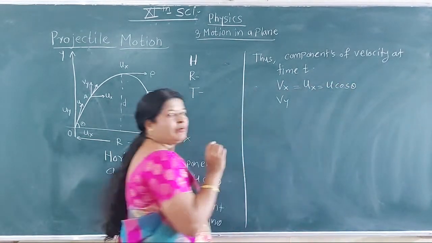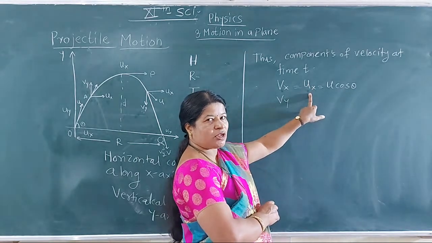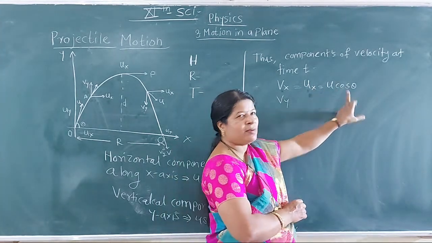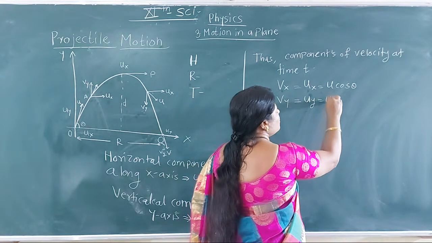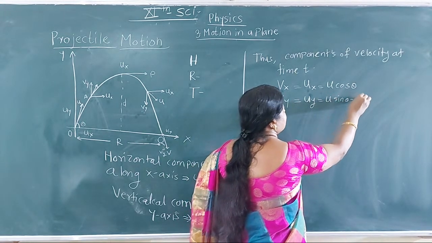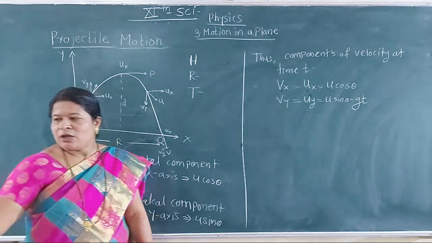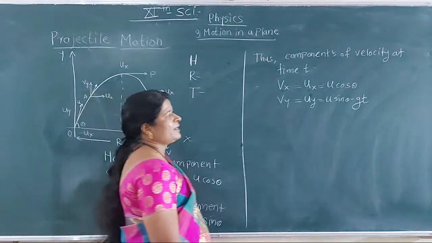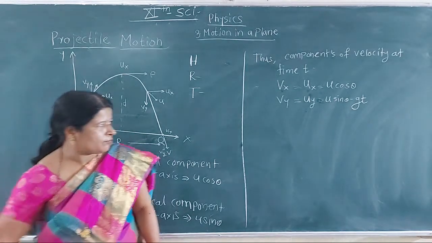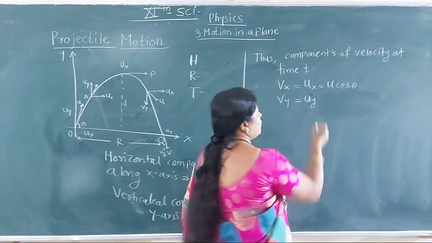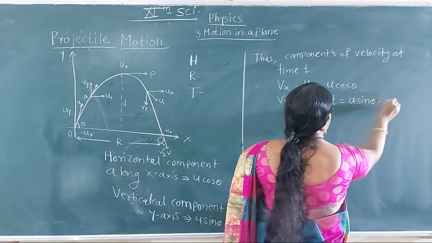Along the x axis, vx is equal to ux. Here u means the initial velocity of that projectile along the x axis, therefore u cos theta. And along the y axis, vy is equal to uy, which is equal to u sin theta minus gt. Along the y axis the velocity is u sin theta minus gt, that means uy minus gt, where uy means u sin theta.